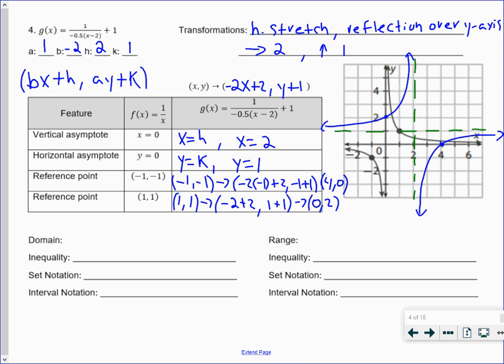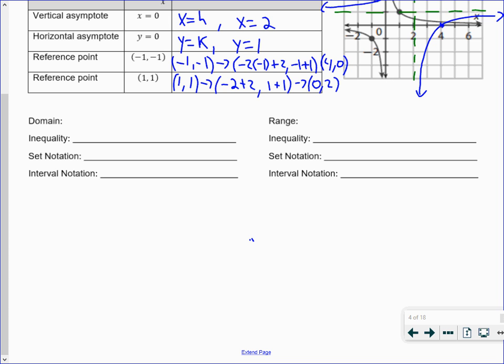So now all that's left is to figure out our domain and our range. Our domain, remember, is every x value that does not equal h, and our range is every y value that does not equal k. Those are what our asymptotes are: x equals h and y equals k. That means we cannot have any points on those asymptotes, so it makes sense that we can't have any x values equal to h or any y values equal to k.